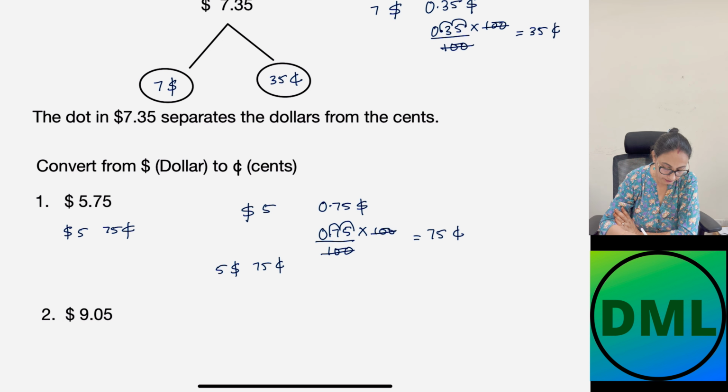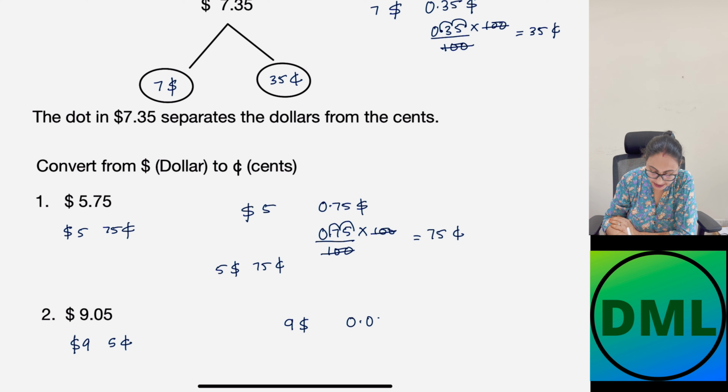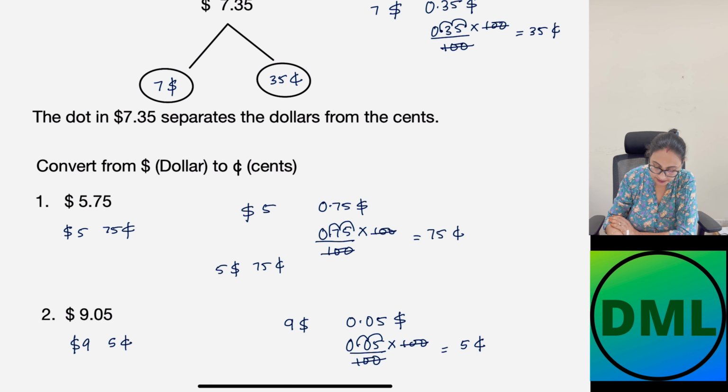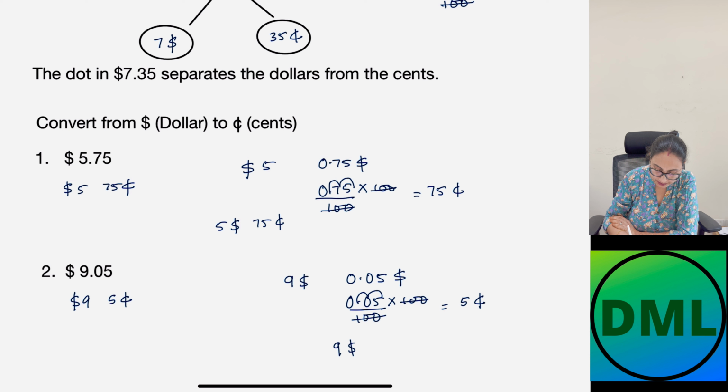$9.05. Let's write down the answer directly. $9.05. This will be my answer. But if I want to do the conversion, this will be written as $9 and $0.05. I have to convert this into cents. So multiply this with 100. I have to move this decimal 2 units right. I am writing 100 in the denominator. 100 will get cancelled from here and you will get 5 cents only. My answer will be $9.05. This will be my answer.